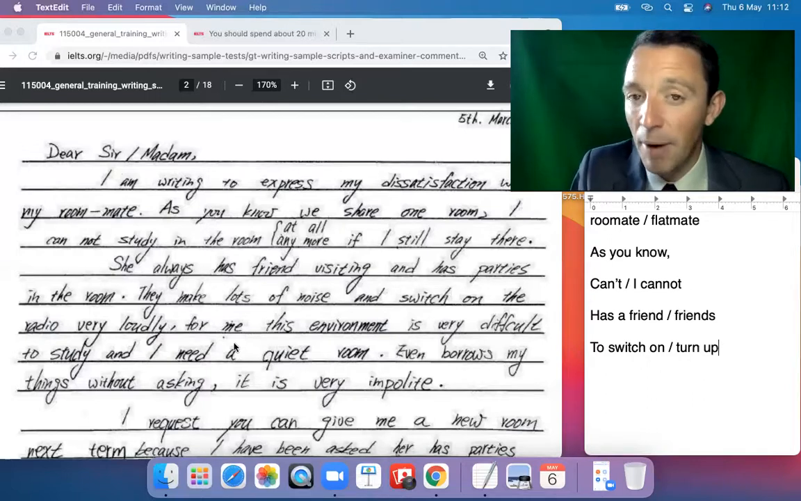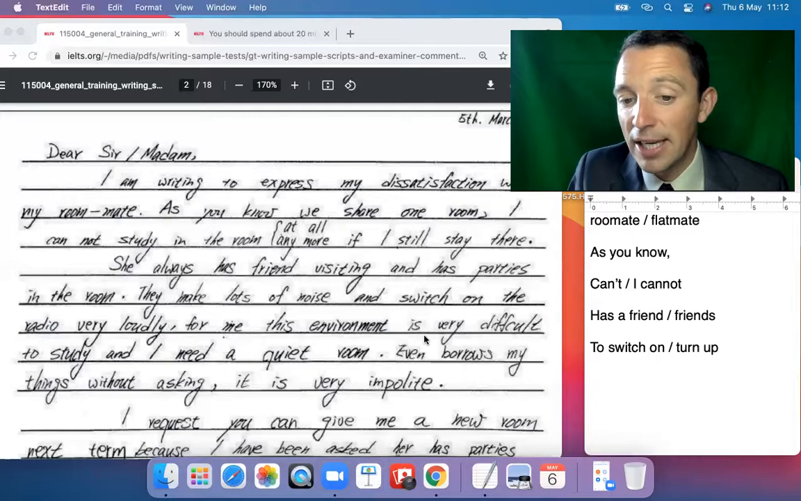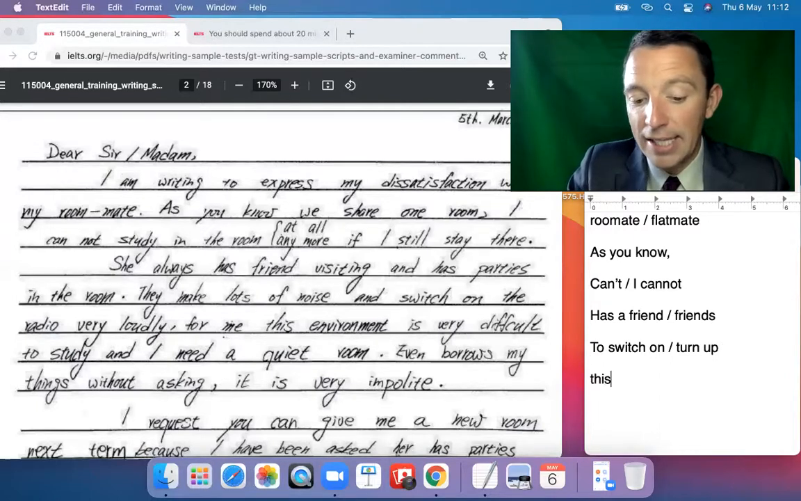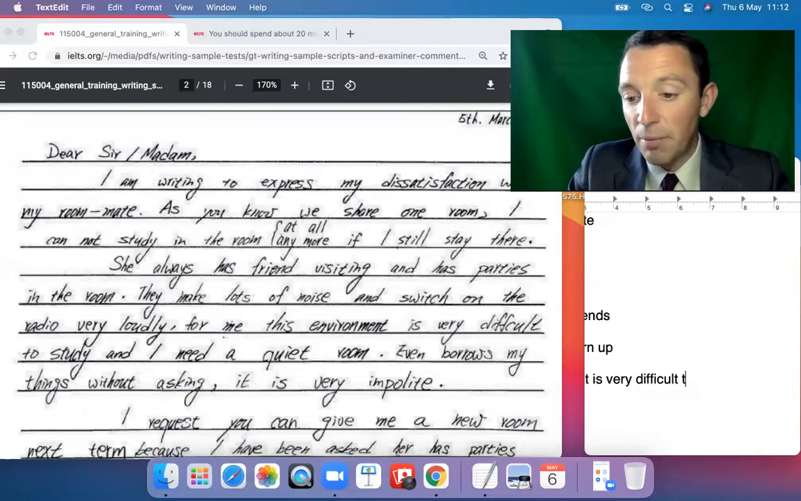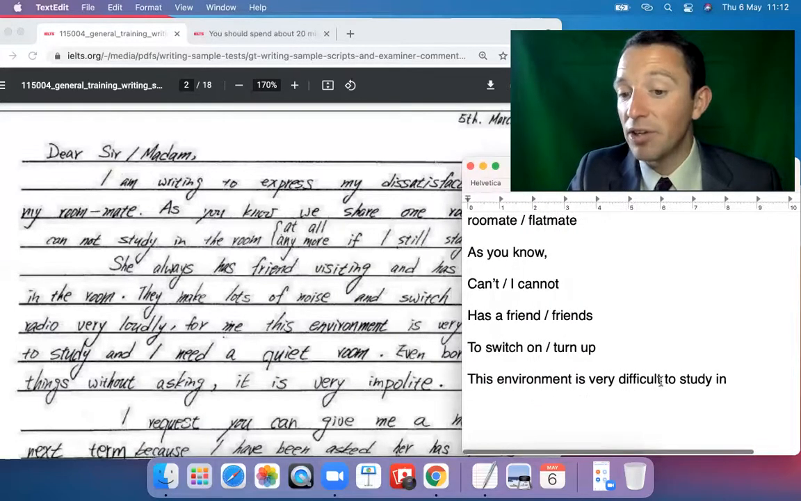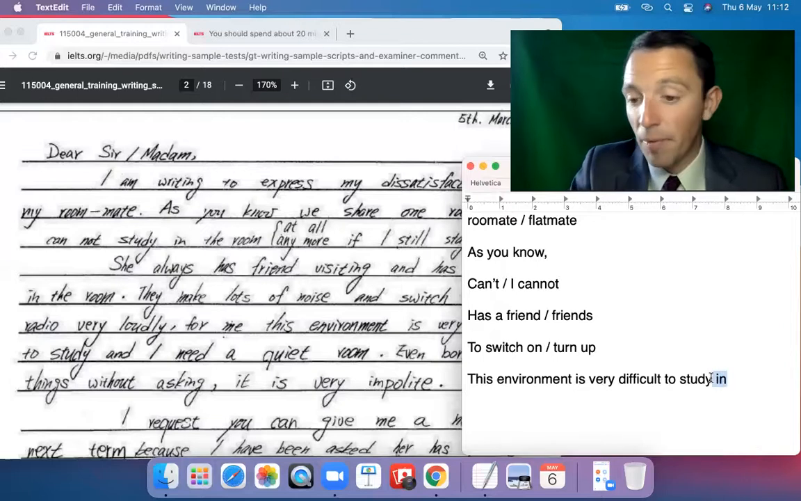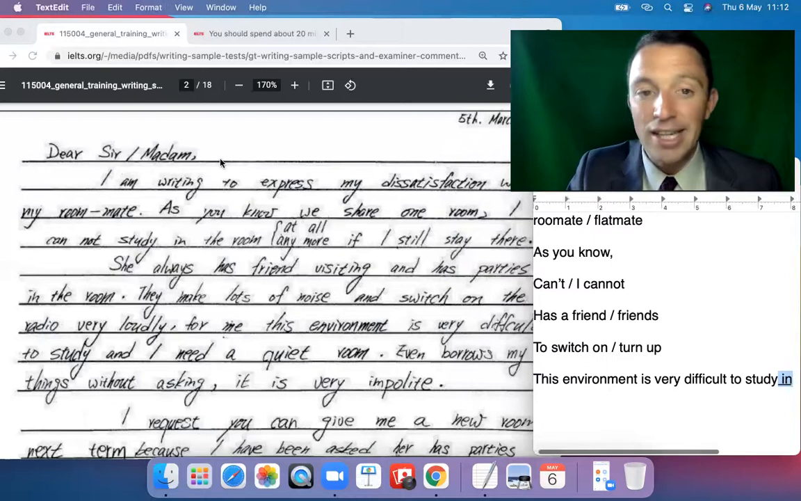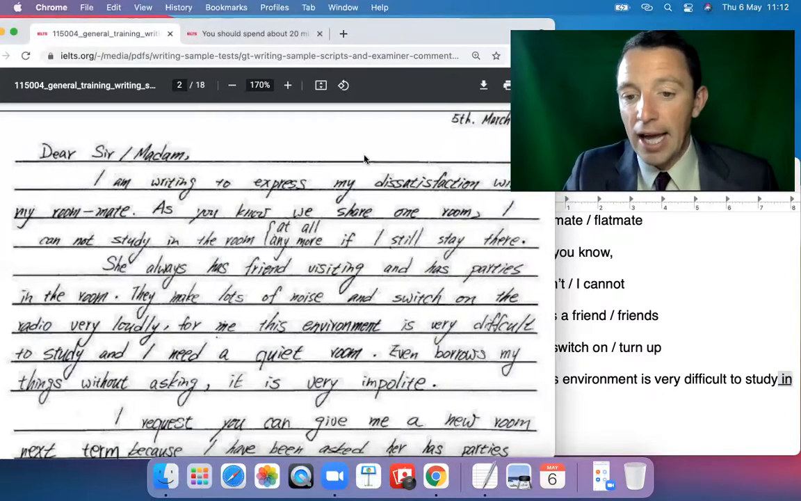For me, comma, this environment is very difficult to study. Maybe we would say this environment is very difficult to study with the preposition in. I think that might be a little bit better. So this environment is very difficult to study in. For me, I would definitely include the preposition here, and I think that's just a little bit more appropriate as well.